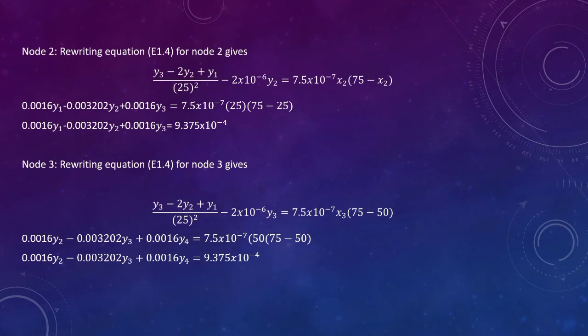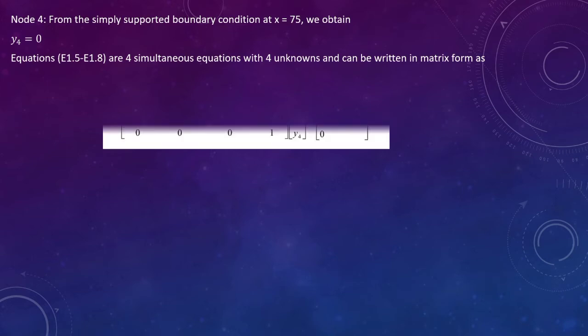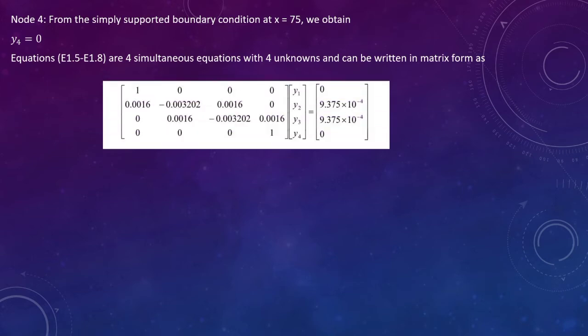Next, node 4. From the simply supported boundary condition at x equals 75, we obtain y sub 4 equals 0. Four simultaneous equations with four unknowns can be written in matrix form as this. So, we input it there.